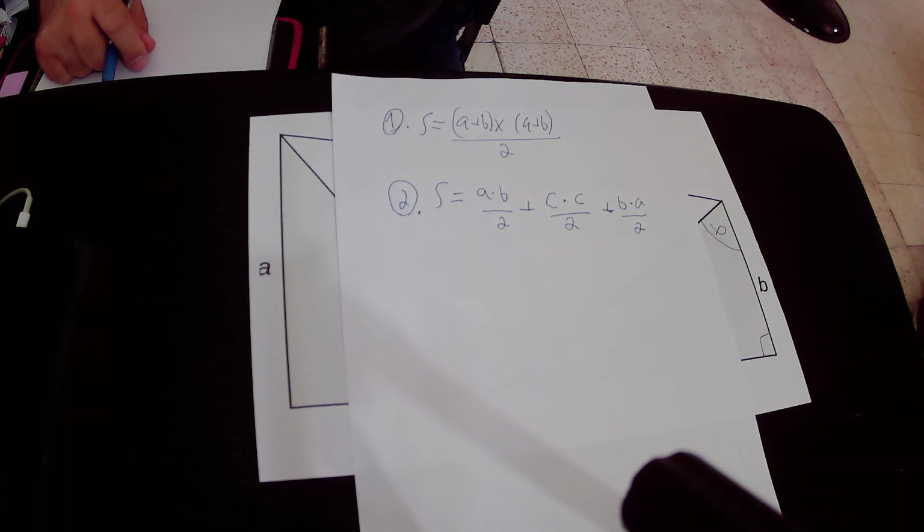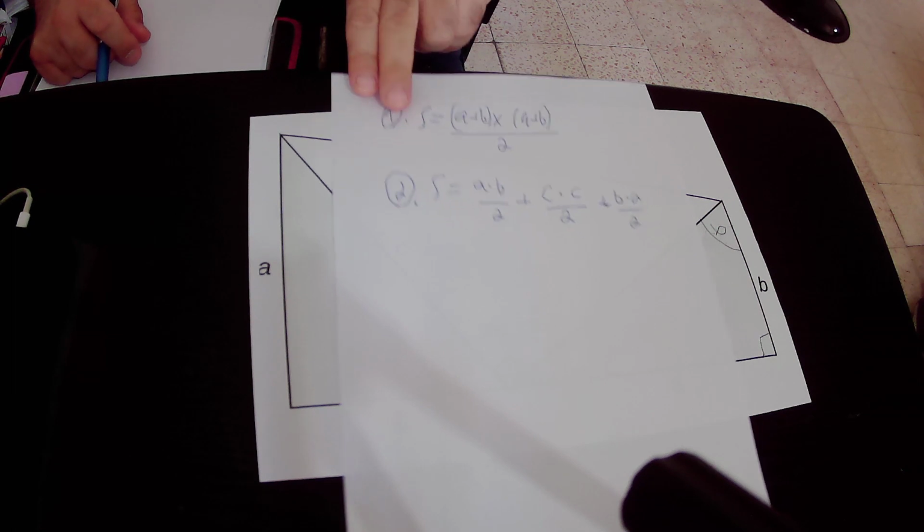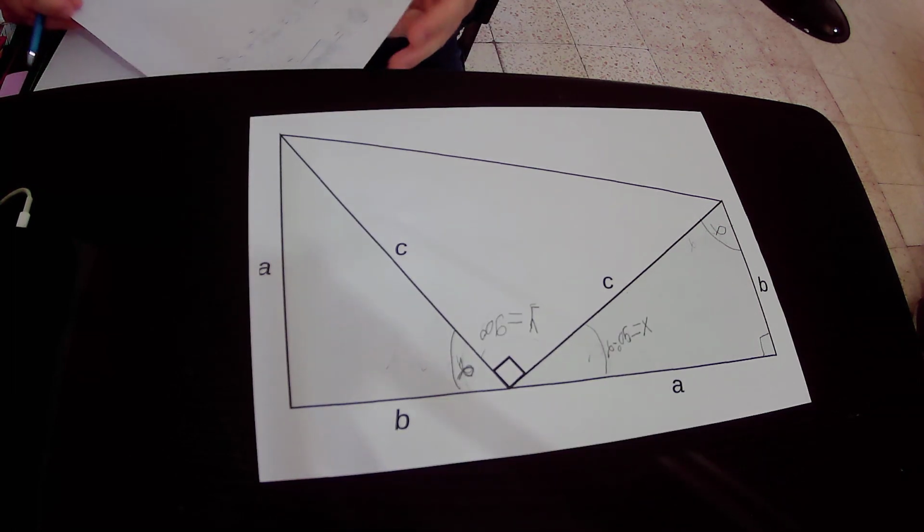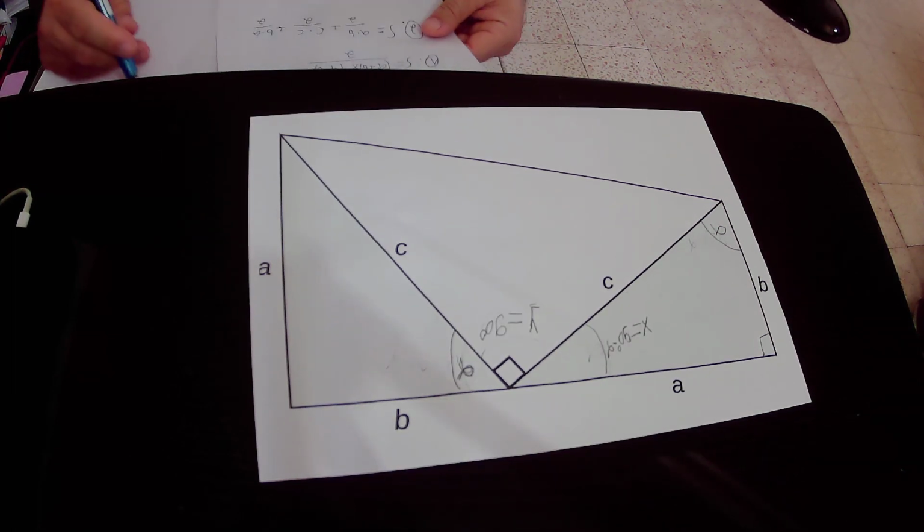As I have already told you, expression 1 equals expression 2 because it is the same area that we calculated in two different ways. So now we will make an equation that says that expression 1 equals expression 2.